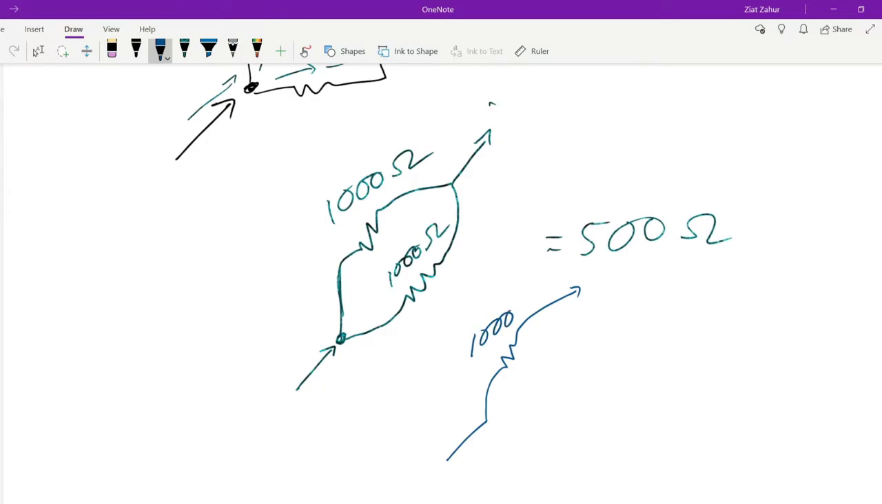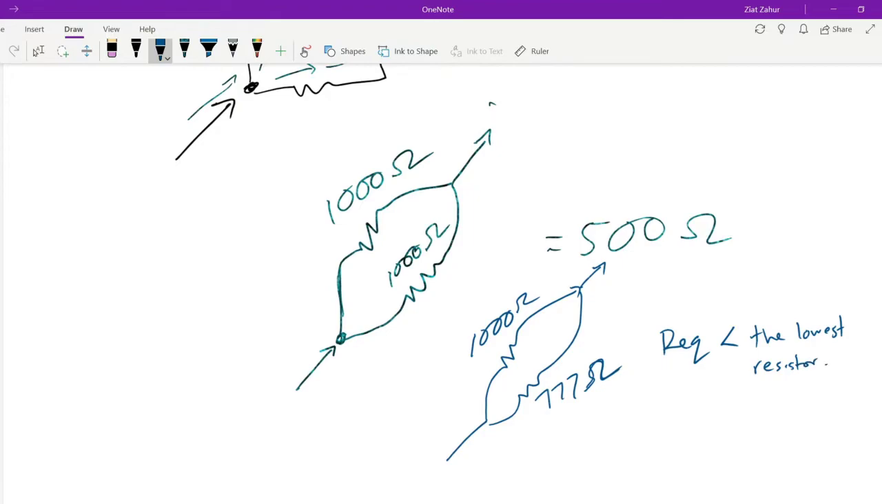Like 1,777 or something. Okay? Of course, you can do the product over sum still, but things to note is that no matter what values you get when you're in parallel, Req is always less than the lowest resistor. Okay, so in this case, Req has to be less than 777.